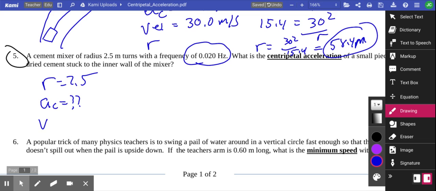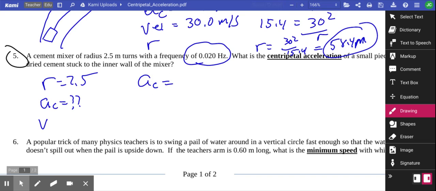In this particular case, it might make a little more sense to use the centripetal acceleration equation, which I showed you earlier, that centripetal acceleration is equal to omega squared r. That's one way of approaching this. Or we can use the frequency of 0.02 hertz, find omega, solve for v, and plug it in. Your choice how you want to do it. I'm going to use omega here.